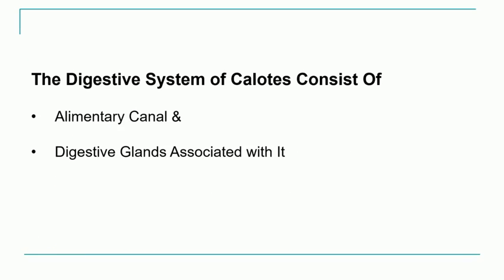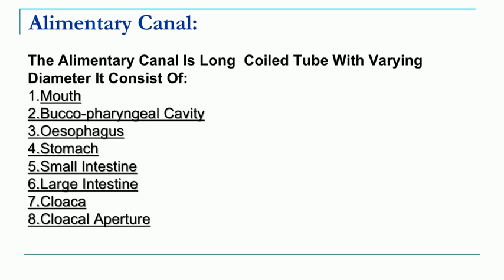So Calotes versicolor is basically a reptilian animal which has a digestive system comprising the alimentary canal and the associated digestive glands. We know that the alimentary canal is basically a long coiled tube which has a variable diameter along its way, and this alimentary canal comprises different parts.